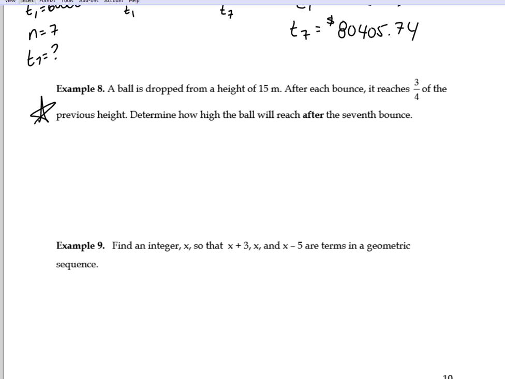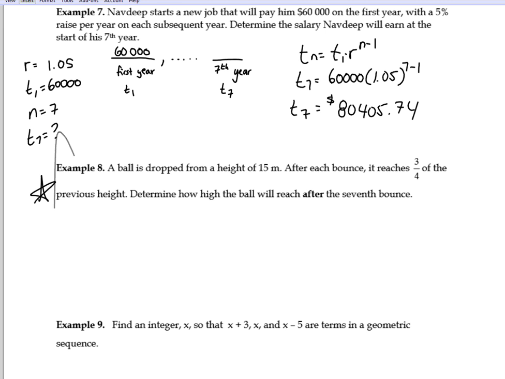A ball is dropped from a height of 15 meters. These are very popular questions. They show up on quizzes, unit exams, midterms, finals. They're great questions. I don't know why we love the bouncy balls, but we just love them as math teachers. So a ball is dropped from a height of 15 meters.